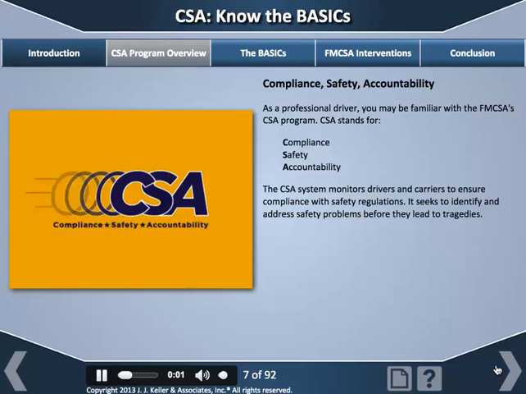As a professional driver, you may have been operating under the FMCSA's CSA program for some time. CSA, which stands for Compliance, Safety, Accountability, is a driver and carrier monitoring and evaluation system that is designed to identify and intervene with drivers and carriers who are not in compliance with safety regulations. Simply put, CSA is a system used by the FMCSA to identify safety problems early so that they can be addressed before they lead to tragedies on the highway.